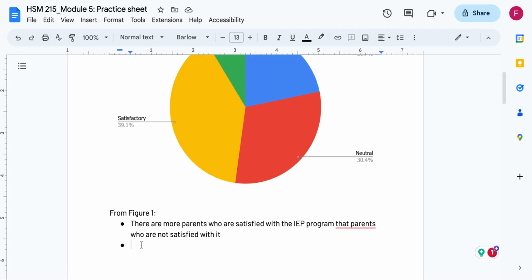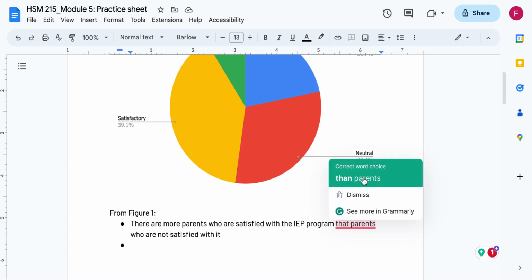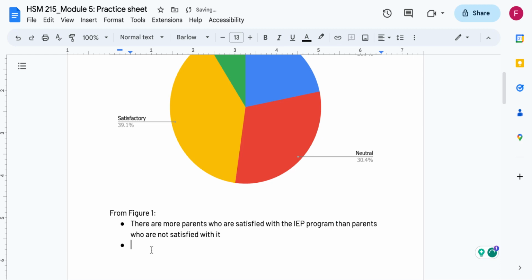So we said that, and now we can go ahead and put in the figures to that. So we can say that 39.1% of parents say the IEP program is satisfactory compared to 8.7% that found it to be unsatisfactory. So this is another result that we're interpreting here.